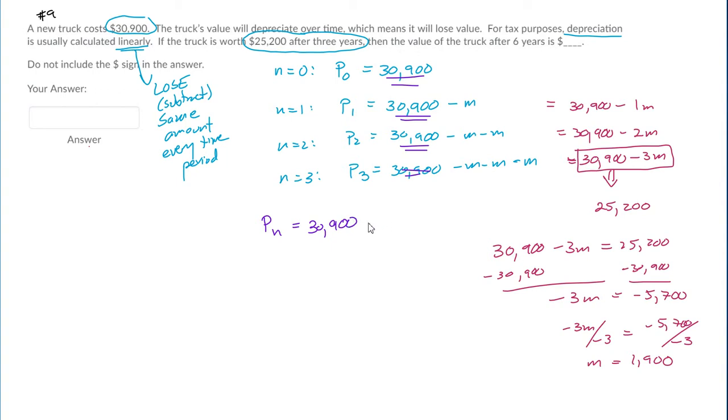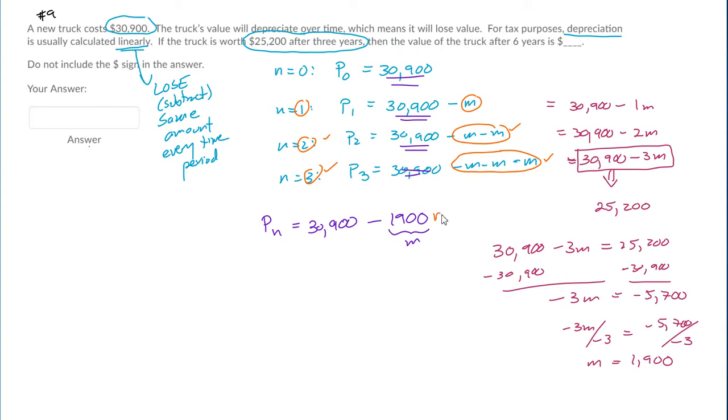And then we're subtracting how many copies of the m? Well, first of all, how big is the m? The m is $1,900. That's my m. But how many copies of it? Is it one copy that we're subtracting, or 2 copies, or 3 copies? How many copies are we subtracting? Well, in year 1, we're subtracting 1 copy. In year 2, we're subtracting 2 copies. In year 3, we're subtracting 3 copies. How many copies are we subtracting in year n?